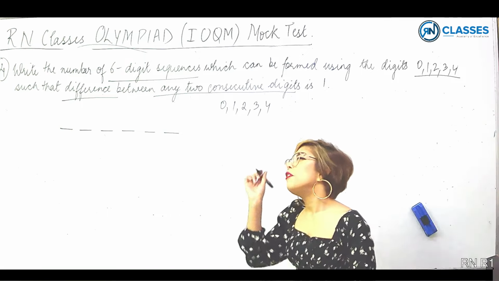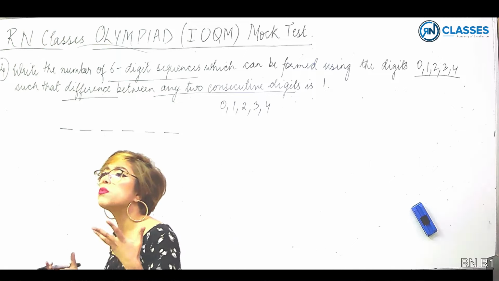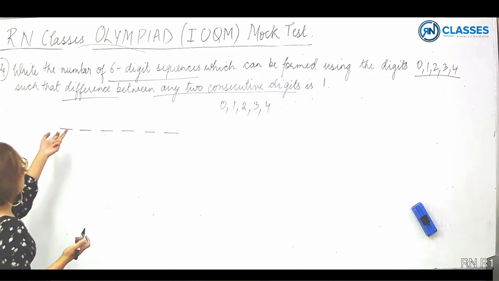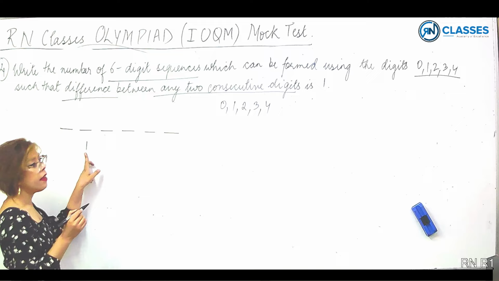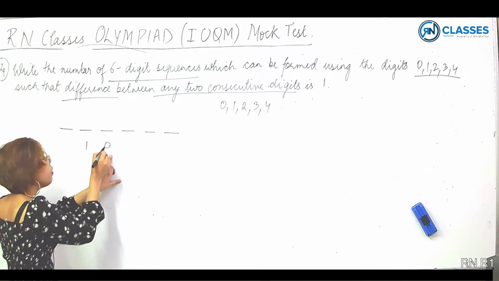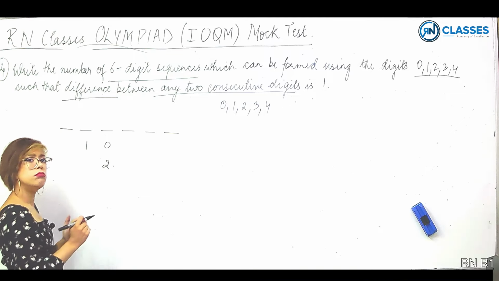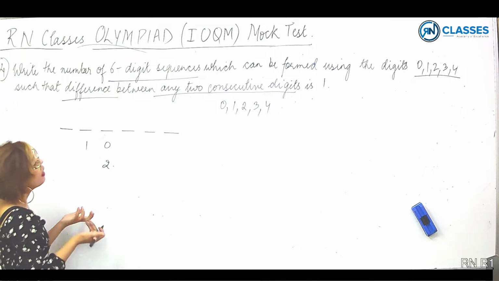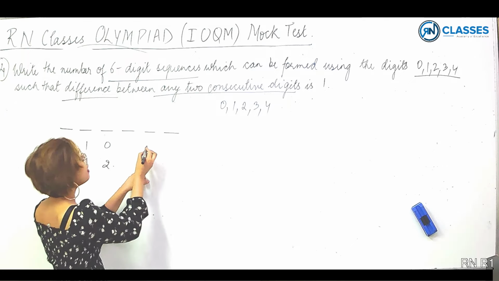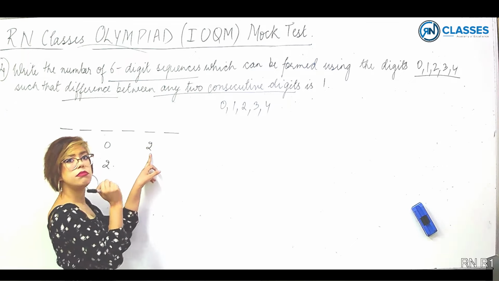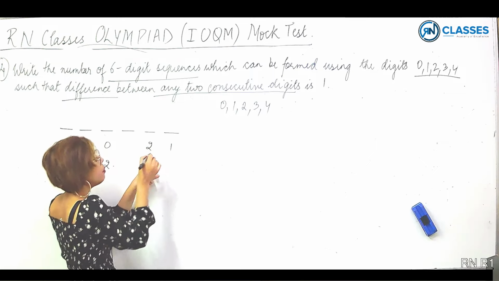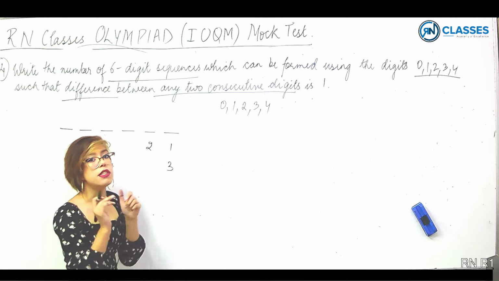Now the difference is 1. That means if I have a number 1 over here, either the digit can be 0 or it can be 2. Now, suppose I have my number as 2 over here, the next digit has to be either 1 or 3. Right? The difference is 1.